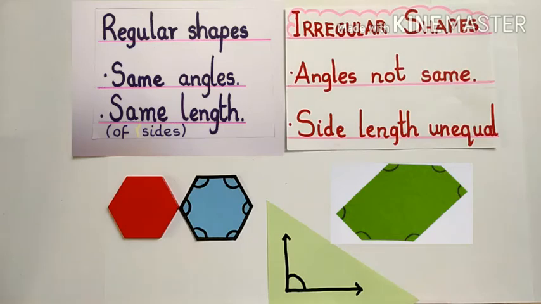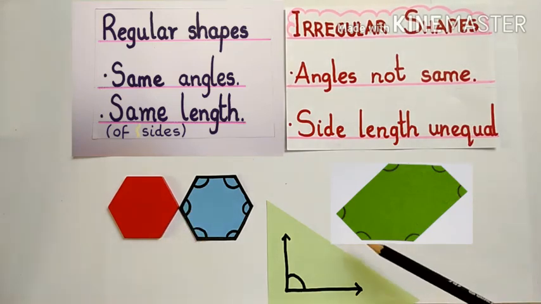Now let me tell you what an angle is. An angle is the amount of opening between any two lines. Sometimes the opening is big and sometimes the lines are close. Now look at this hexagon. All the angles in this shape are the same. They are opened to the same extent.